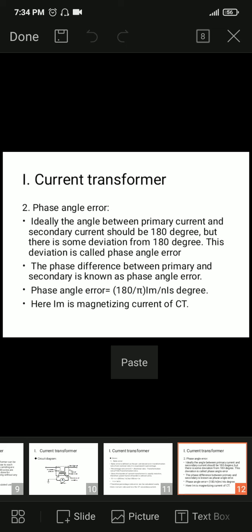So how can we calculate the phase angle error? There is a formula: 180 by pi times Im divided by n, in degrees. Here Im is the magnetizing current and Is is the secondary current of the current transformer.